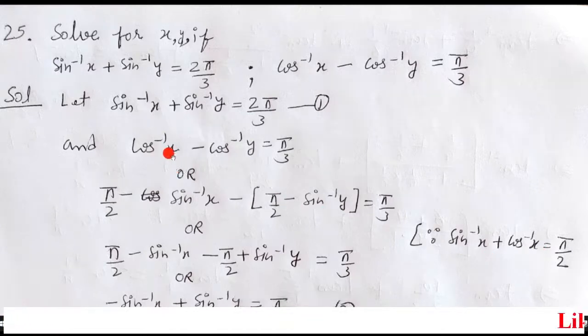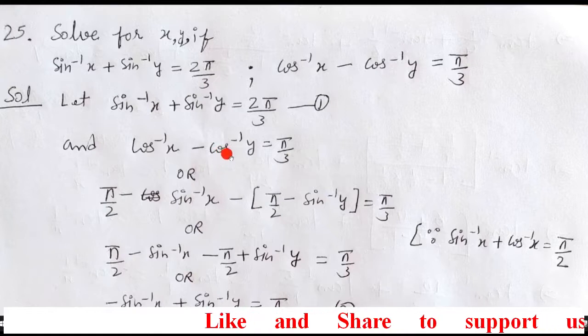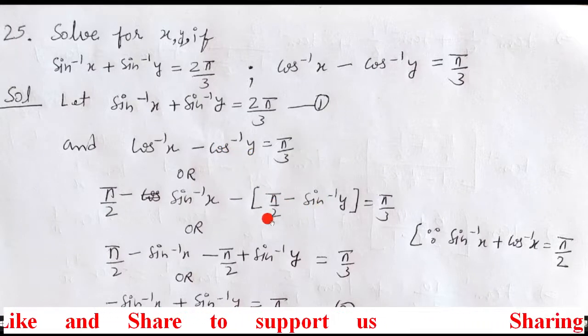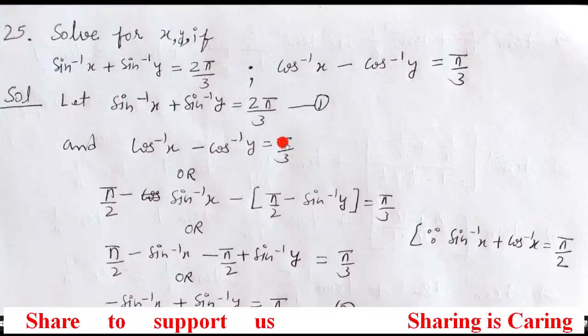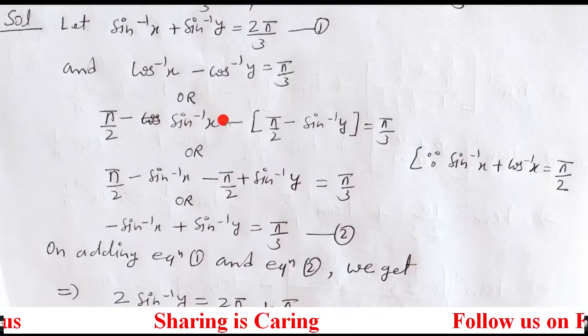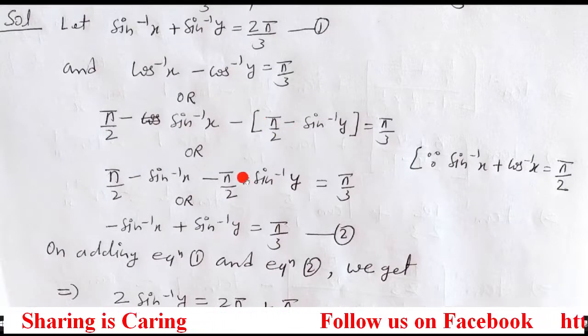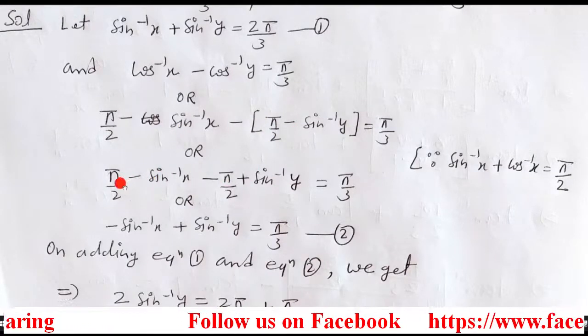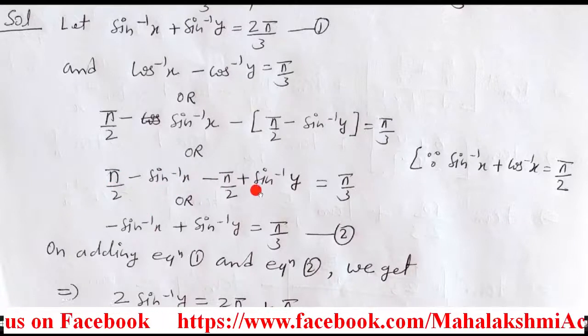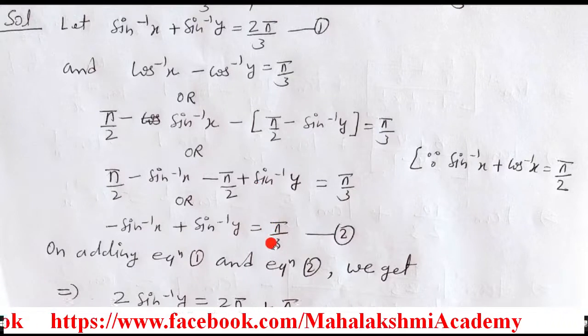So in this equation I replaced cos inverse x by pi by 2 minus sin inverse x, this minus sign as it is, and then cos inverse y also I replaced in terms of sine, that is pi by 2 minus sin inverse y, and this pi by 3 I kept as it is. Now we simplify by opening the bracket. I changed the sign. After doing this, pi by 2 cancelled by pi by 2, and we are left with minus sin inverse x plus sin inverse y is equal to pi by 3.